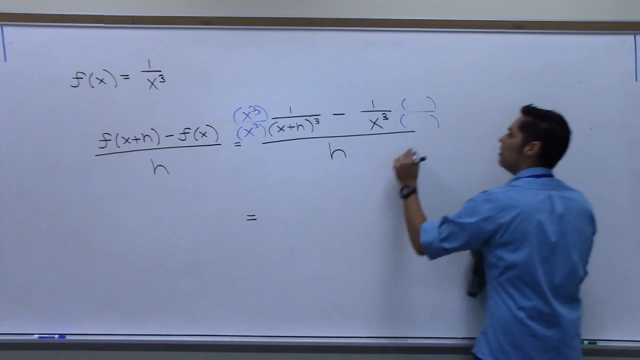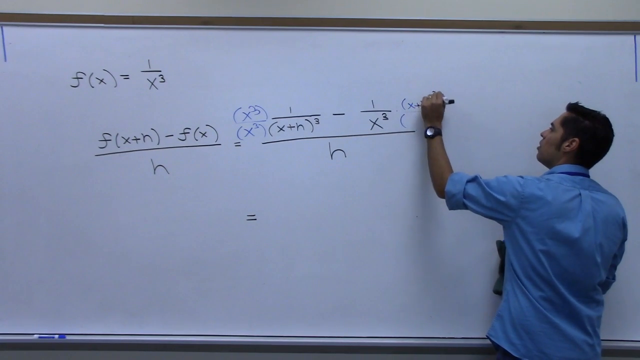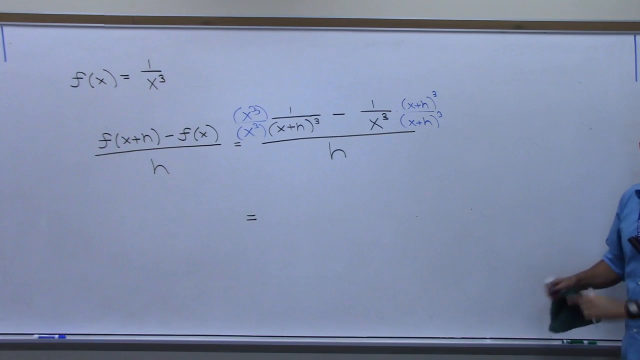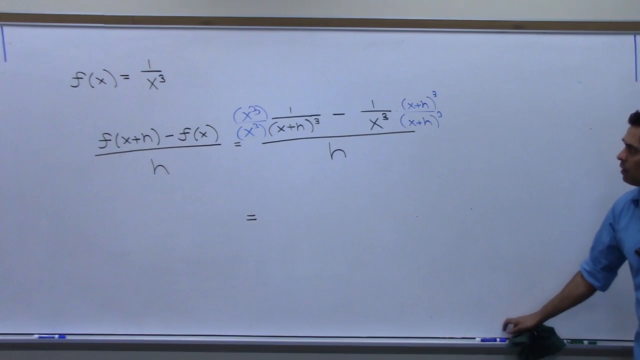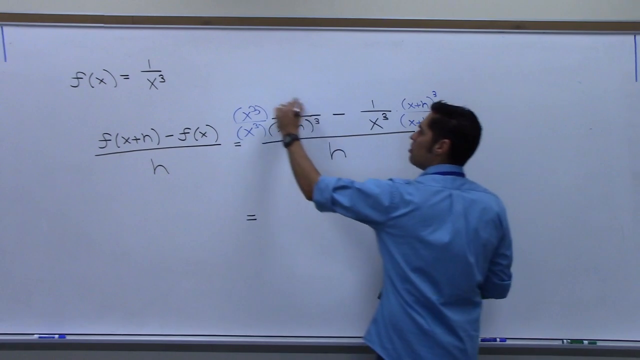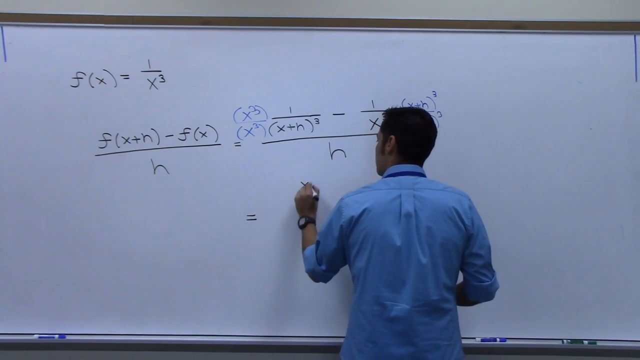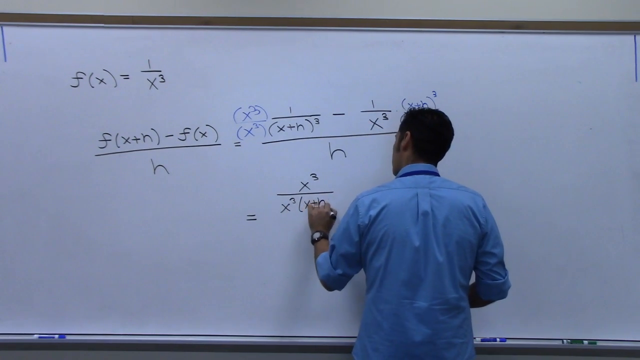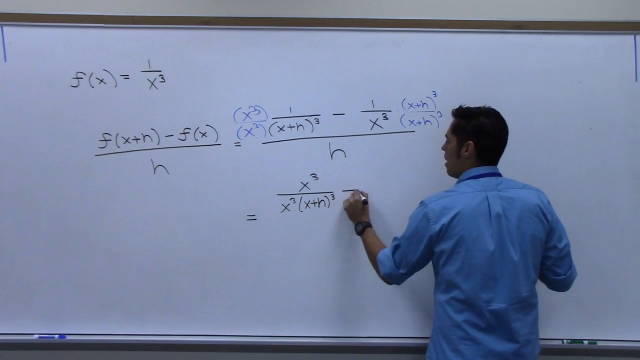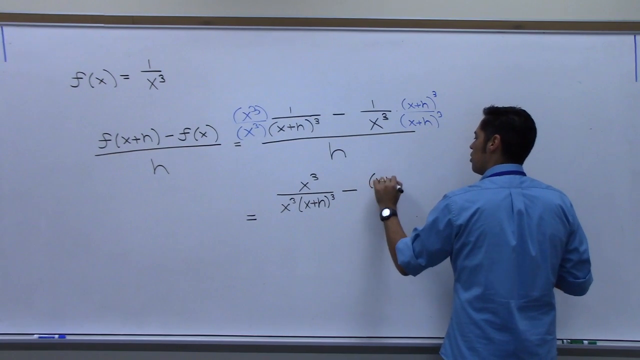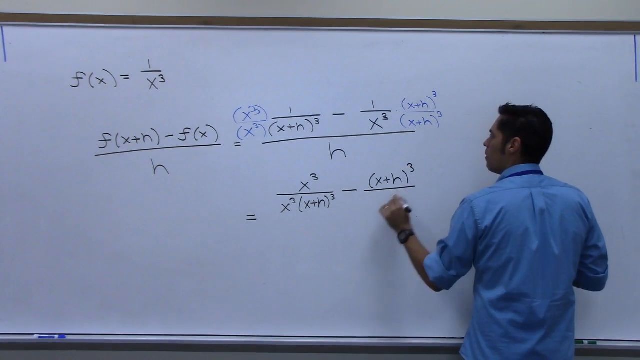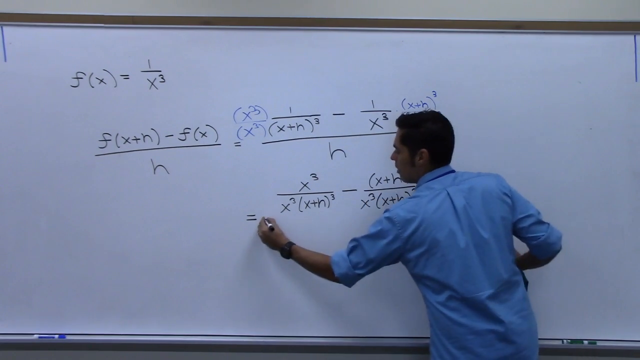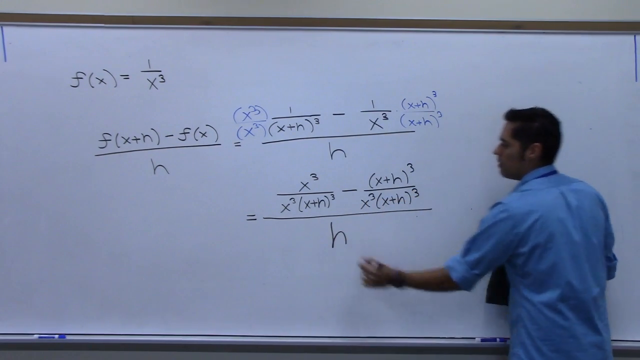X cubed over here, x plus h cubed. Do you all see that? Common denominator. And so this fraction right here becomes x cubed over x cubed times x plus h cubed, minus, this one becomes x plus h cubed over x cubed times x plus h cubed again, but that whole thing is over h.